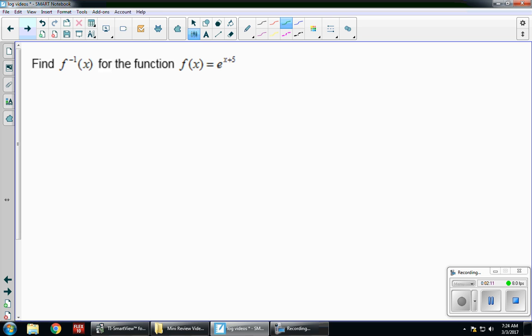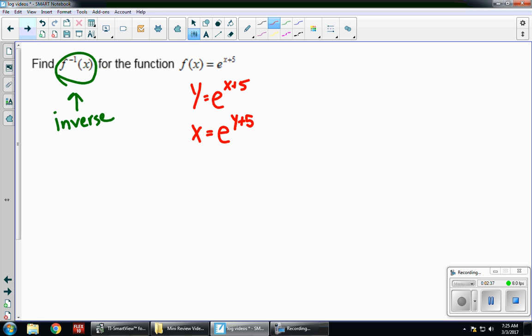Now I want to find the inverse, because remember that f negative 1 of x means the inverse of f of x equals e to the power of x plus 5. Once again, I'm going to start by writing this as y equals. And then because I'm finding the inverse, I'm going to switch x and y. Now I have a variable that I'm solving for, but it's in the exponent. So I'm going to convert it to a log.